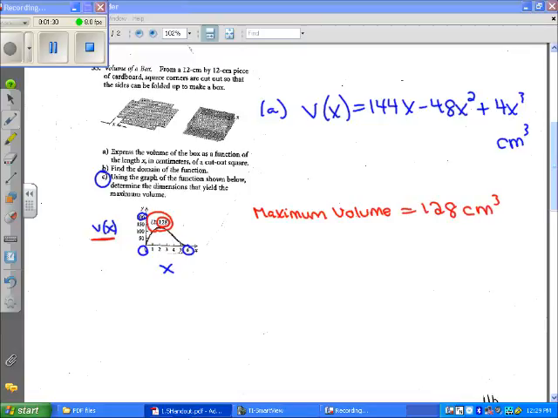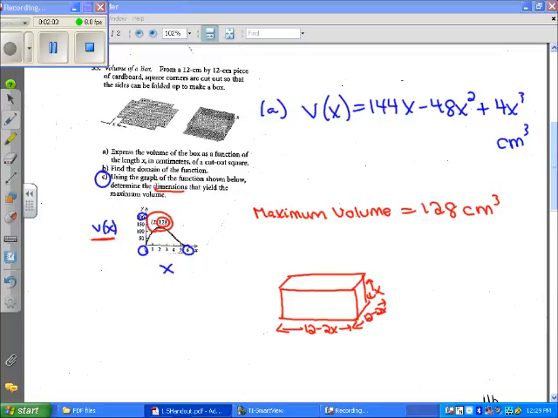What they ask us to do is to use this graph to determine the dimensions that yield the maximum volume. So let's draw down that picture that we had earlier in part A. This is our box, our three-dimensional figure. From part A, this represents the distance 12 minus 2x, this also represents 12 minus 2x, and this represents x.